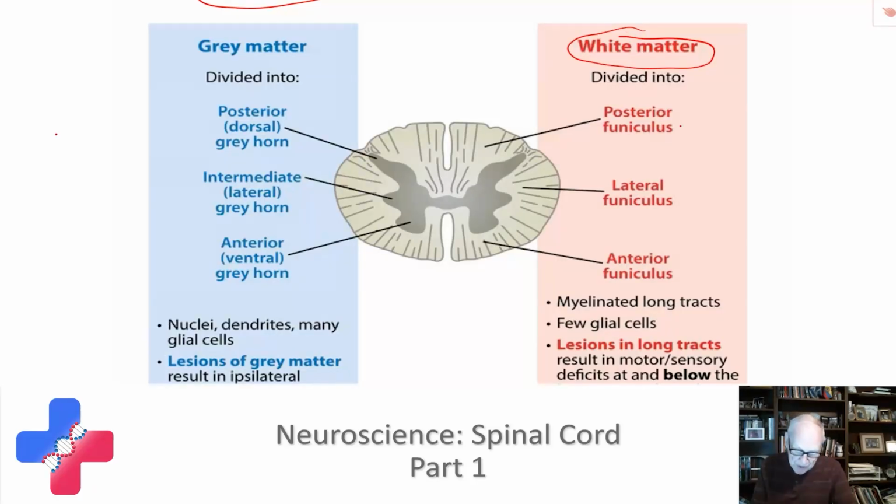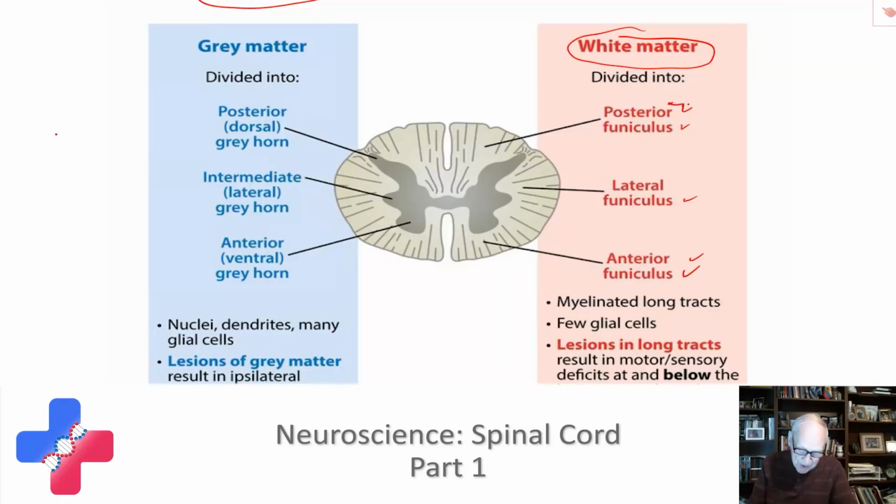And so there's funiculi, funiculus single is the term given. Funiculus is a Latin word for rope. And you'll see in just a moment, it's a very nice term because what's in the funiculi, what's in white matter, are these ropes going up and down the spinal cord that we call long tracts. So there is a dorsal area, and there's an anterior, and there's a lateral.